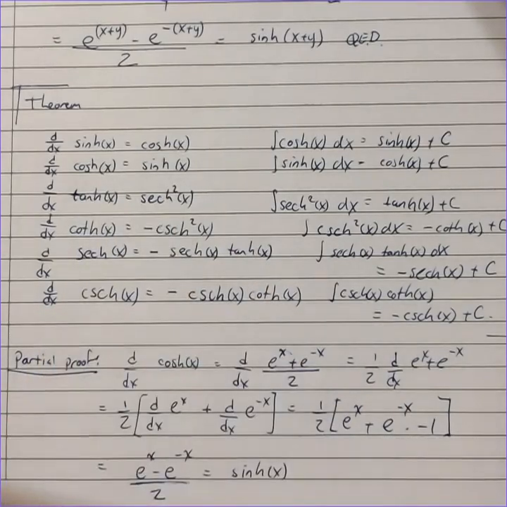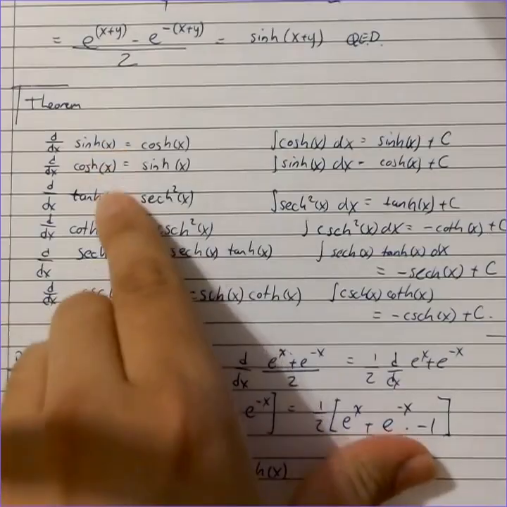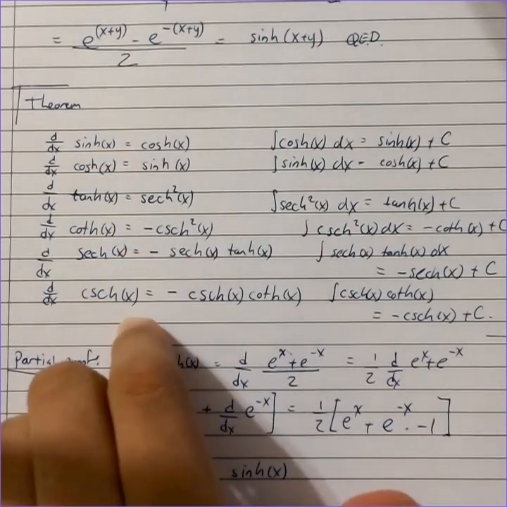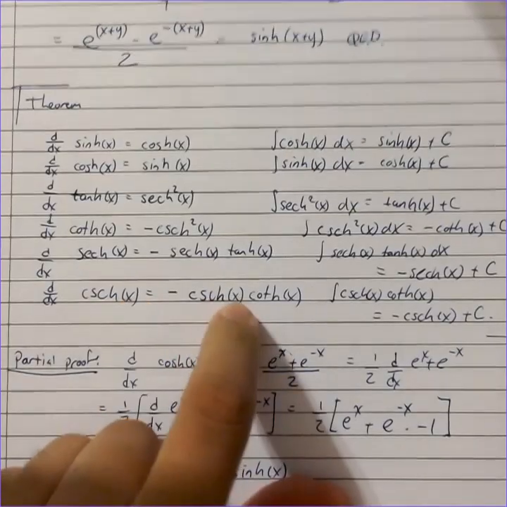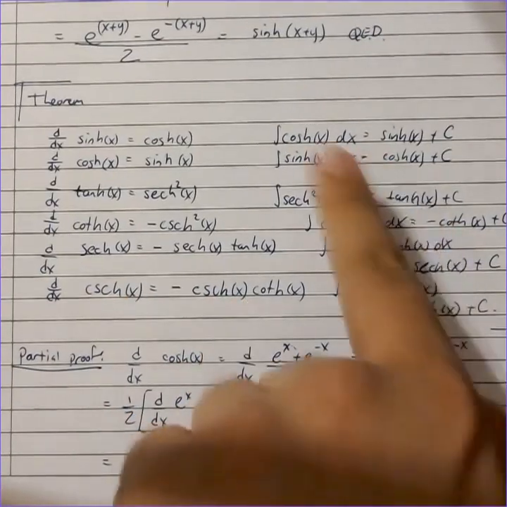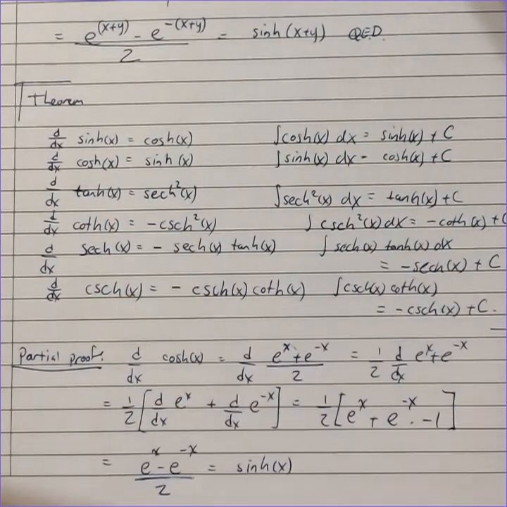All the other ones are done exactly the same way. You start off with this expression on the left, write it in terms of the exponential, take the derivative, and then realize, oh yeah, that gives you the thing on the right. And then, of course, all of these are equivalent to all of those. So let's take a look at some examples of using this.